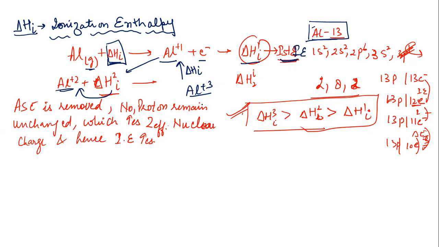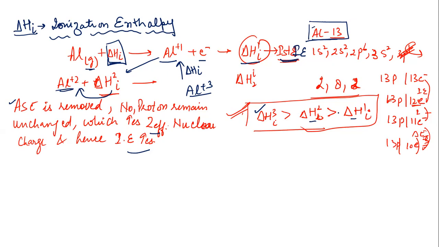Now, as the electrons are removed from aluminium, the number of protons remains unchanged, which increases the Z effective. Z effective means effective nuclear charge. That is the force of attraction. And hence, ionization energy increases. So that's why third ionization energy is maximum, then second, and then the least one is the first one. I hope that point is now clear.